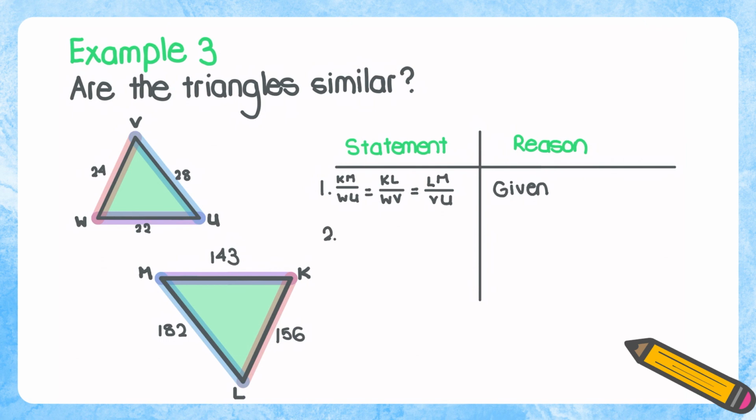And this is actually enough information to tell us that triangle WVU is similar to triangle KLM. And for the reason, we would put the side-side-side similarity. So SSS similarity tells us that the two triangles are similar.